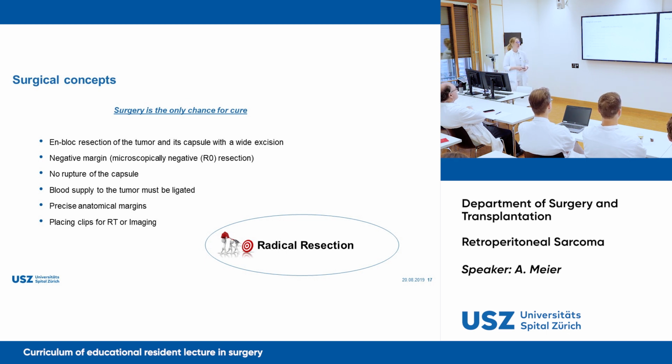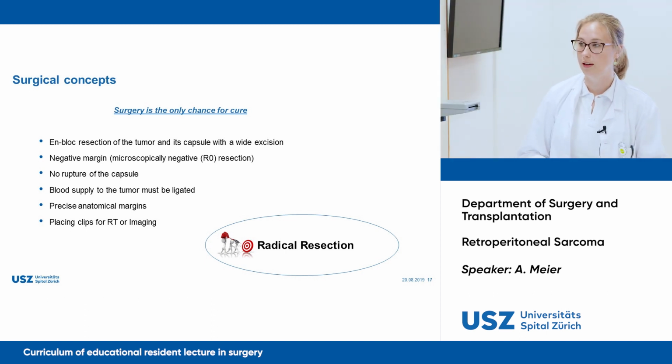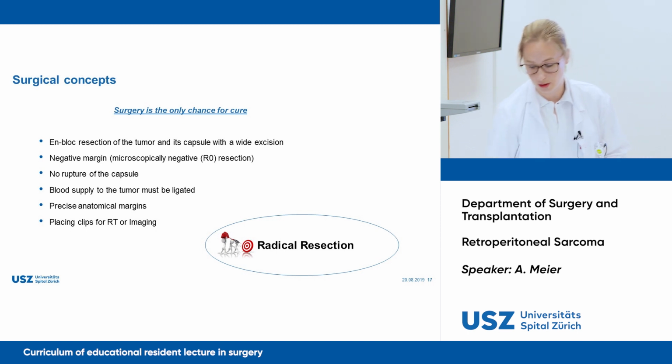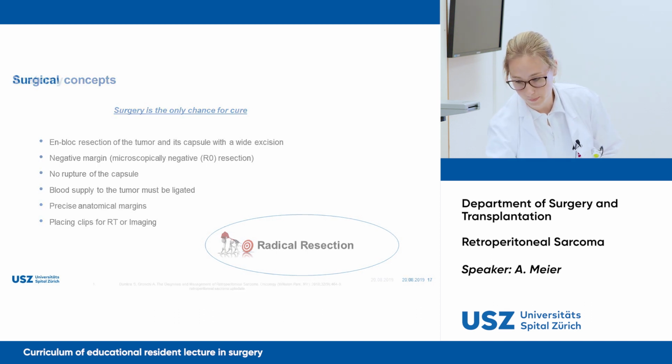So we have to get an en-bloc resection with the capsule and the full tumor. We have to get a negative margin microscopically. Ideally there is no rupture of the capsule. We have to ligate all the blood supply and define precise anatomic margins if possible. And sometimes we place clips for radiotherapy or for imaging follow-up. Because the aim is the radical resection, this is the way we can cure the patient.